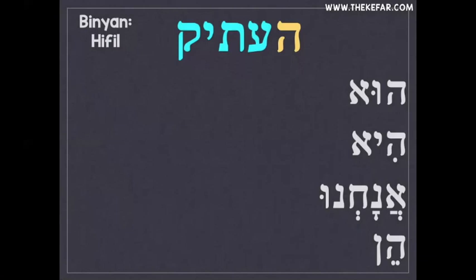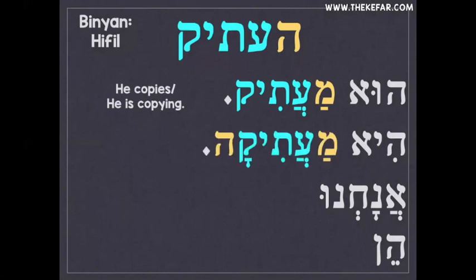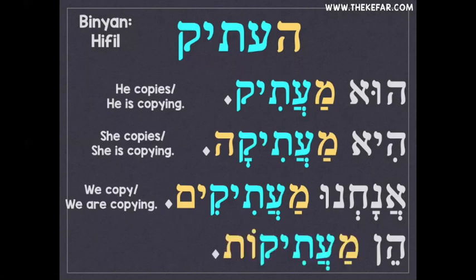So to go through it again, hu ma'atik, which is he copies or he is copying. Hi ma'atika, she copies or she is copying. Anachnu ma'atikim, and there are those 4 syllables again. We're just swapping out the ma instead of ha. And hen ma'atikot, which is they, feminine, copy or are copying. And remember that Hebrew doesn't make a distinction between present simple and present progressive. So whether it's something that you do generally, like he copies, or something that you are doing right now, he is copying, it would be the same conjugation in Hebrew. So hu ma'atik, ma'atika, ma'atikim, and ma'atikot.